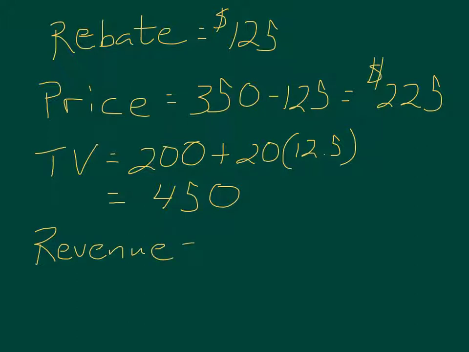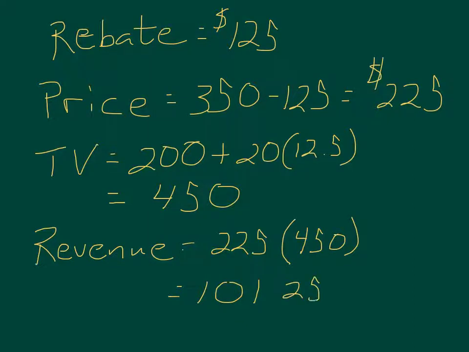The last thing that could be asked would be, what is the maximum revenue? Remembering that revenue was price times the number sold, we're going to take $225, multiply it by 450 TVs, and our maximum revenue is $101,250.